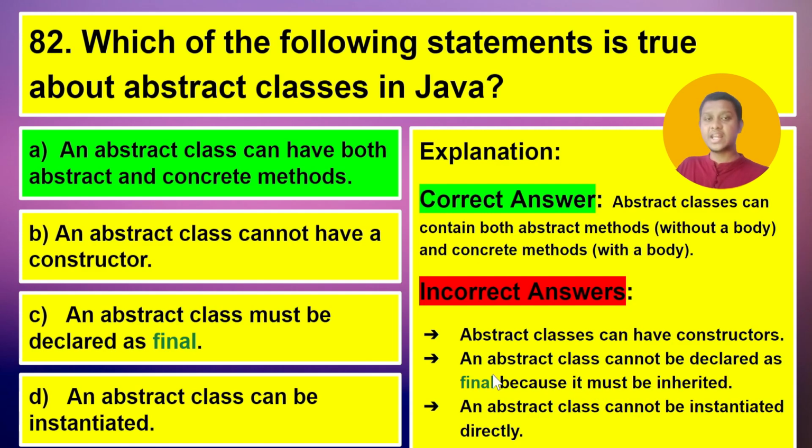So once you declare a class as abstract, in order to create its object, you have to use inheritance. An abstract class cannot be instantiated directly. So to instantiate it, obviously you have to create a subclass for it.